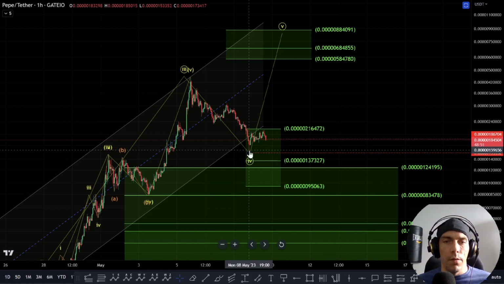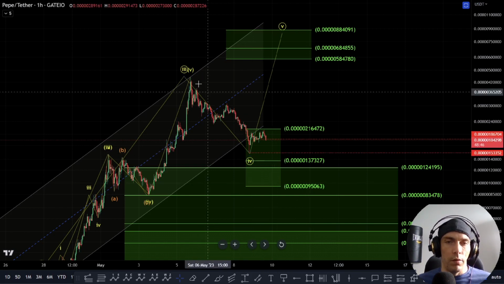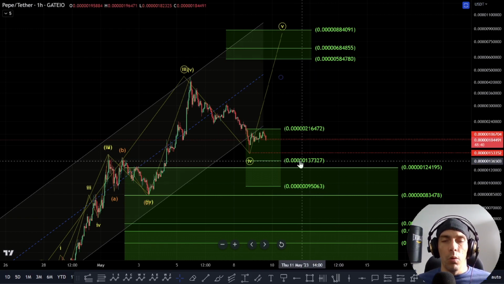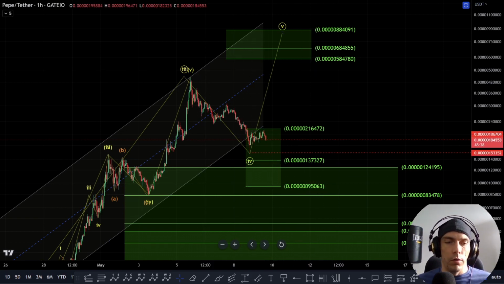Now, it's crucial that if we are looking to turn around from this point, that this 153352 holds. If we fail to hold this level, then it would indicate to me that we are either going to see continuation to the downside, in which case we could look to target lower down towards this 95063, or what this could mean is that we are just forming, like I said, we've completed into this high, and this is becoming a bigger A wave to the downside. We get a B and a C.